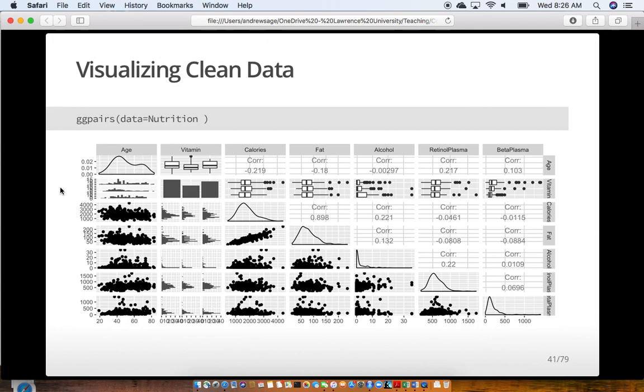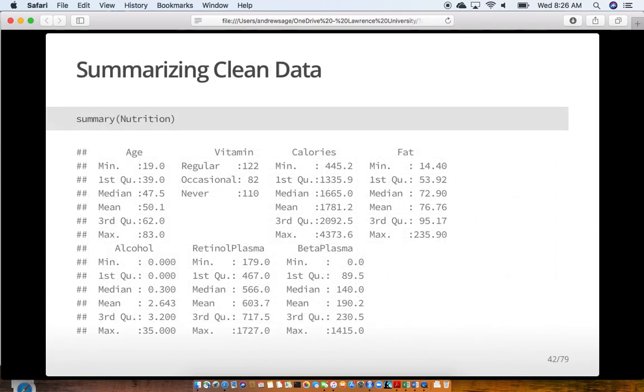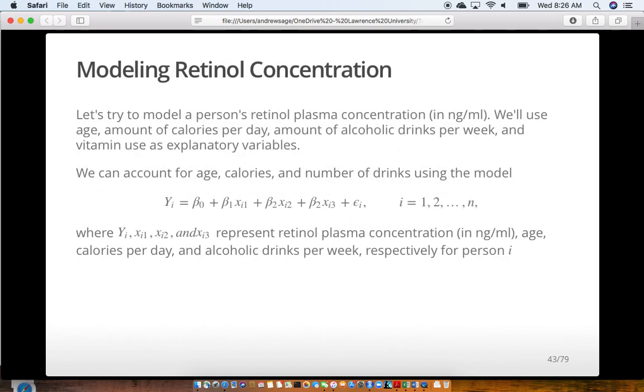It turns out that the person who claimed to drink more than 200 drinks and consume more than 6,000 calories a day was the same person. So we've only reduced the size of our data set by 1, and we now have 314 observations. We'll summarize the clean data as we see. And now that our data are in better shape to work with, let's go ahead and think about modeling.